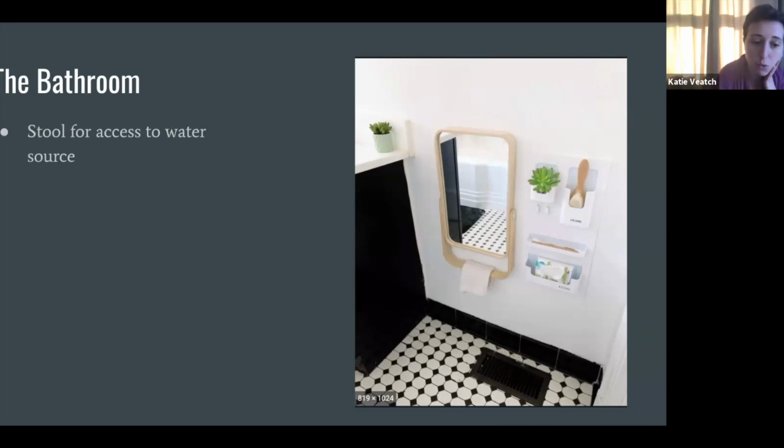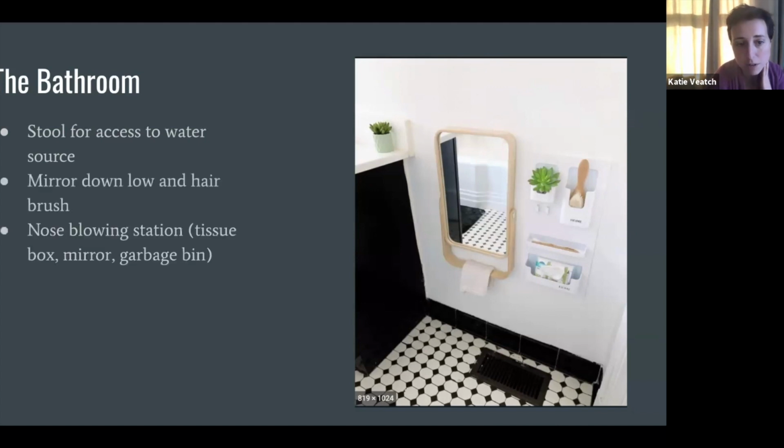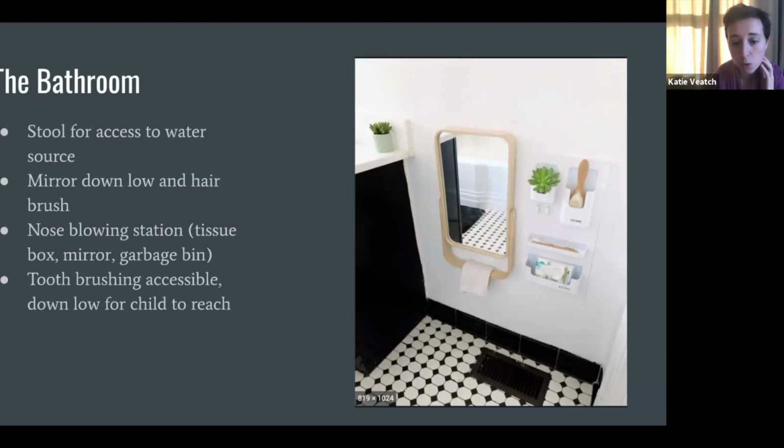So if you can have a stool for access to water, that's great. Sometimes you might have a low down sink. If you have a family that really has resources and access to that, that's cool, not common. Mirror down low and a hairbrush. A nose blowing station is going to be a tissue box, a mirror, and a garbage bin to throw the tissue away. And there's going to be a lesson on watch me watch, right? So we're going to give that lesson, practical life lesson. And we want the toothbrush accessible.